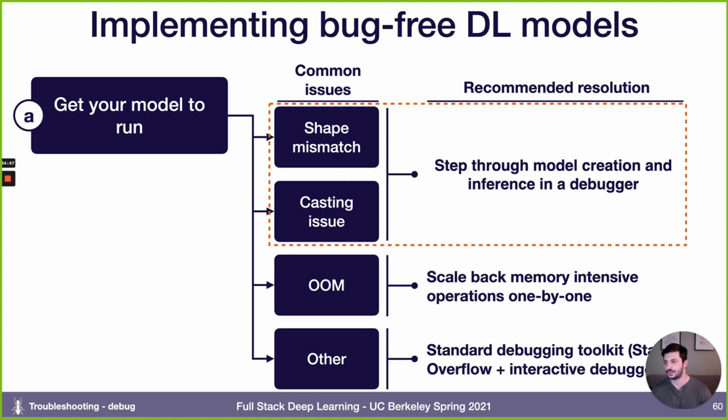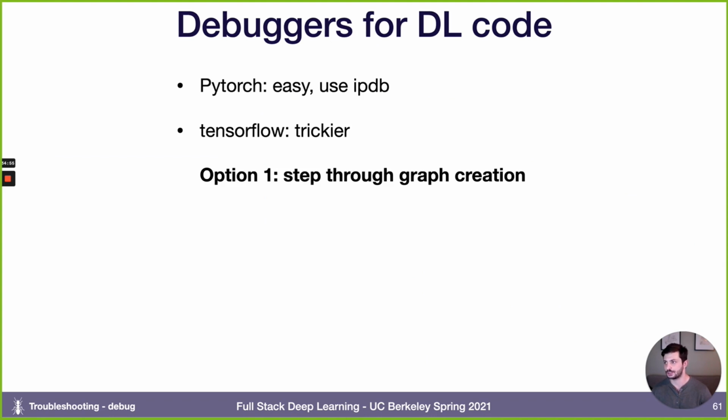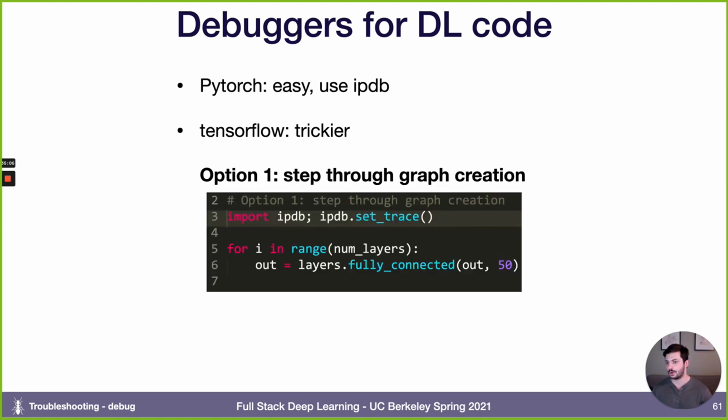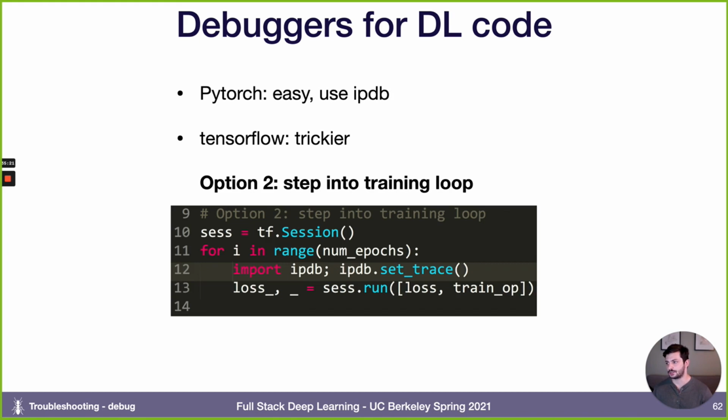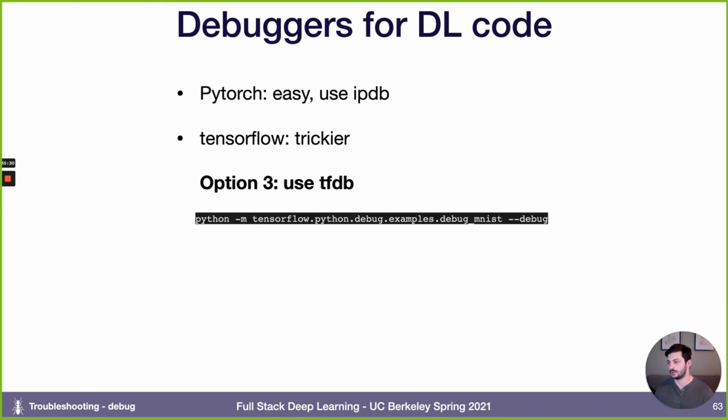Okay, so zooming in on this process of stepping through model creation and inference in a debugger, for PyTorch, it's relatively easy to do this in something like IPDB. For TensorFlow, at least the older non-imperative version, it can be trickier. Maybe none of you are really using non-imperative TensorFlow, but if you ever end up using it, one trick is to step through the creation of the graph in a debugger. Another trick is to step into the training loop itself and evaluate tensors individually by just doing sesh.run in TensorFlow. And lastly, there's a TensorFlow debugging tool that is worth taking a look at if you ever end up in the unfortunate position of needing to do a lot of debugging of non-imperative TensorFlow.